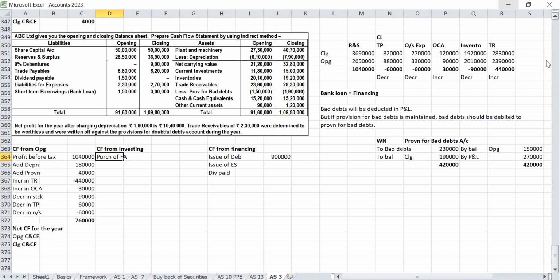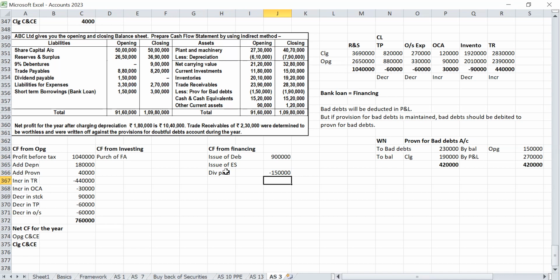Then share capital, sir. No change. 9% debentures. What happened to the 9% debentures? Increase, sir. Dividend payable: 1,50,000 paid during the year. So minus 1,50,000.